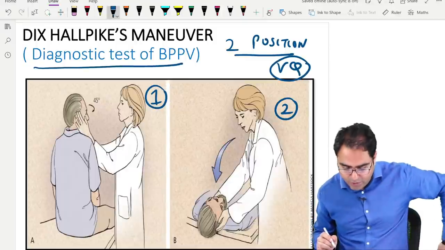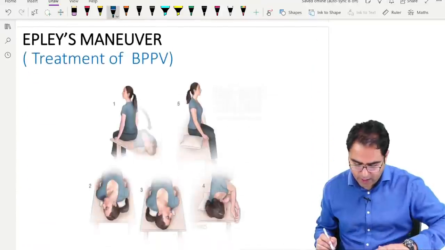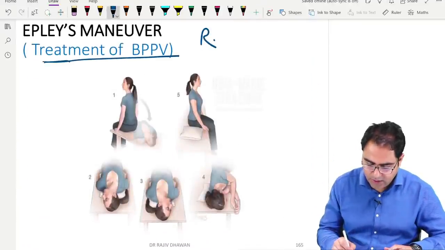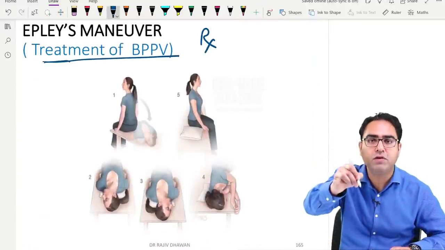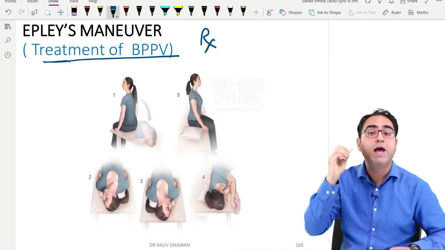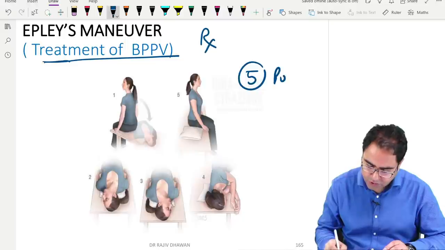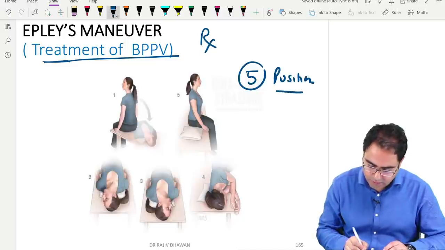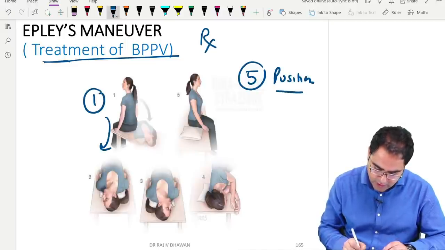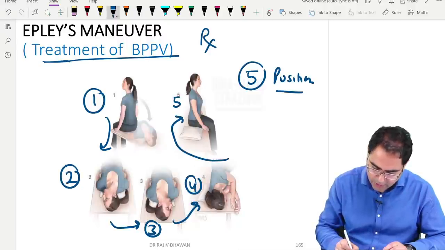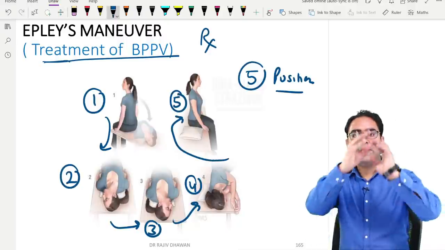And Epley's maneuver, beta. Epley, E-P-L-E-Y. Epley's maneuver is the treatment of BPPV, my dear friend, treatment. Dix-Hallpike is the diagnostic test, D for Dix, D for diagnostic test. Epley's maneuver is treatment, beta. Epley's maneuver has five positions, beta. This is the first position, sitting, then lying down, then turn the head, then turn the body and sit down again, beta. Fifth position, beta. So, sitting to sitting is five positions.